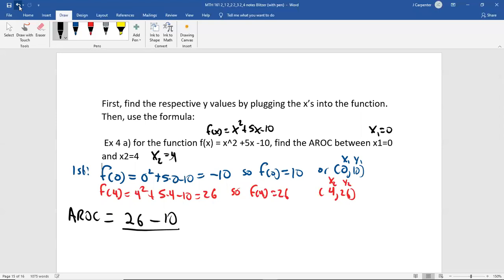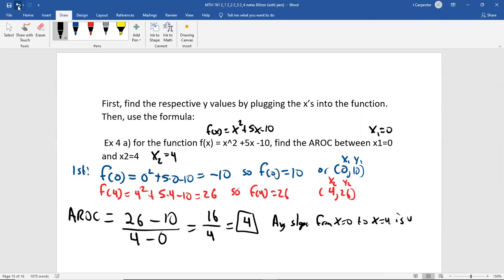The x2 was 4, and the x1 was 0. Make sure you're consistent. Put the seconds minus the firsts, or the firsts minus the seconds. As long as you're consistent, it won't matter. 26 minus 10 is 16. 4 minus 0 is 4. 16 divided by 4 is 4. That says the average slope from x equals 0 to x equals 4 is 4.